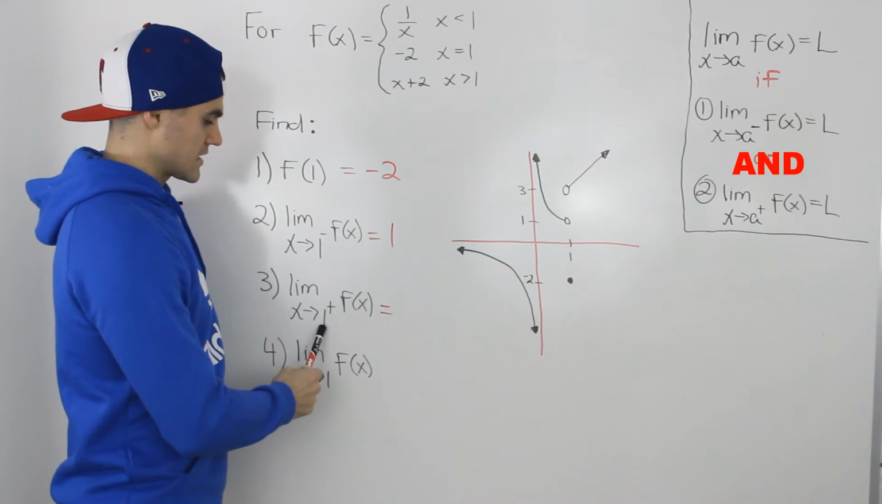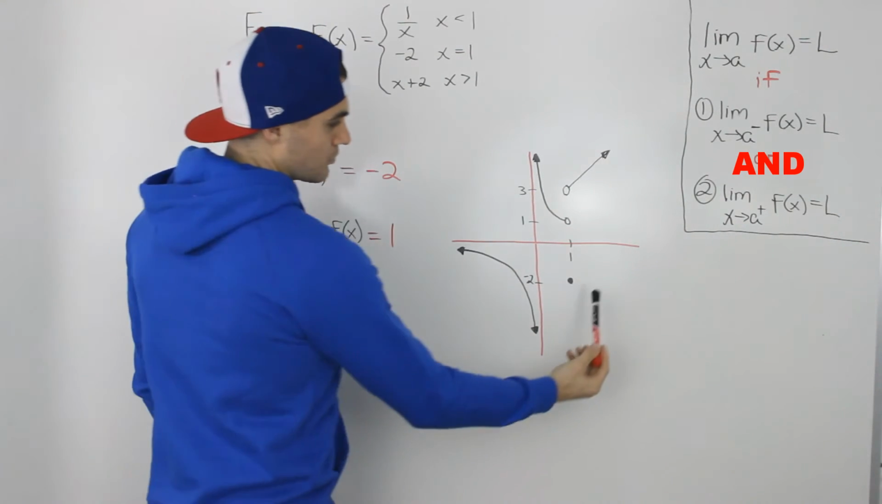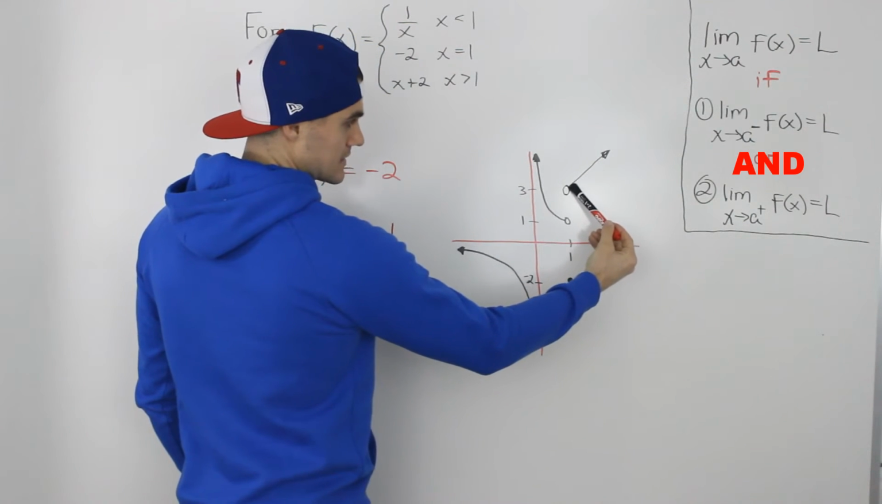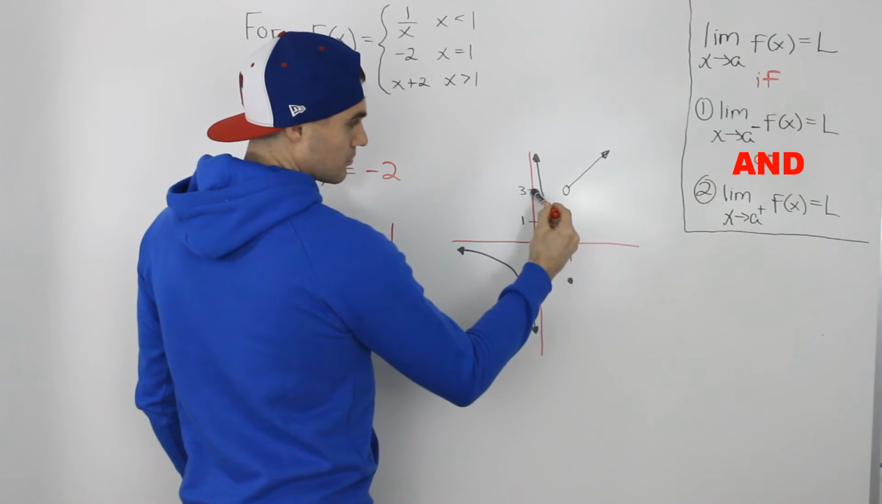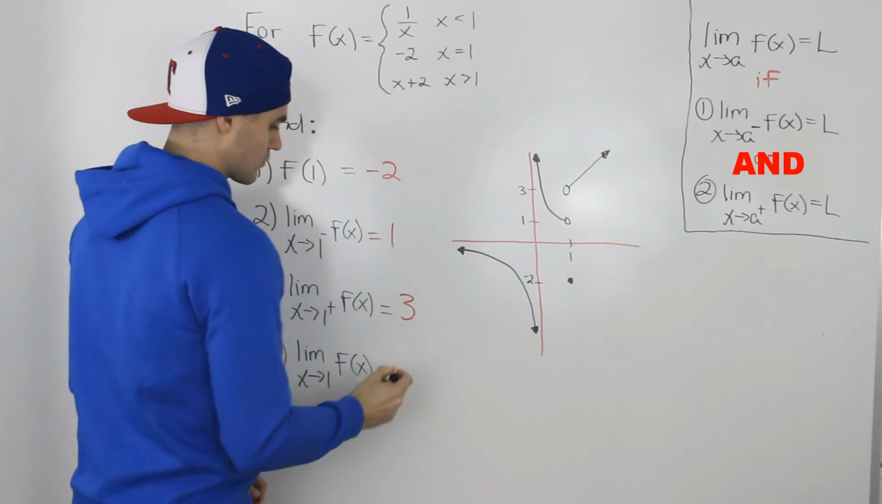Third part, the limit as x approaches 1 from the positive side of this function. So as we approach this 1 from the positive side, this is where it's going to be on this line. Notice how the y value is going to approach 3. So this limit is equal to 3.